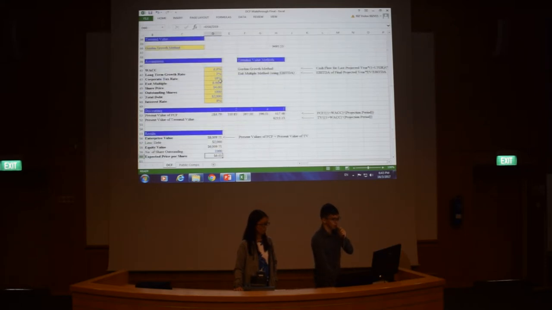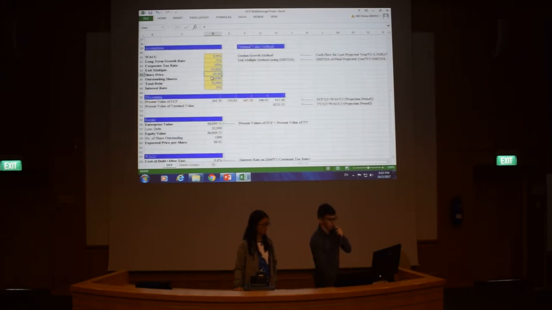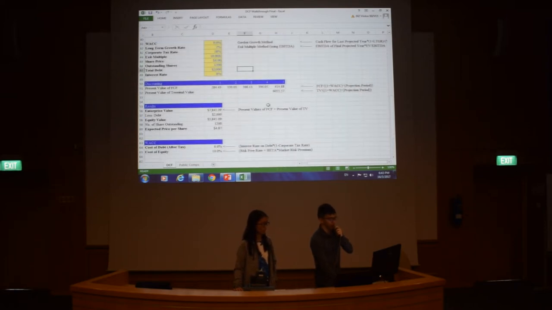If you edit any of the values here, you will get different results. For example, if I were to edit the exit multiple, I'll get different results, or if I were to edit the number of shares, you get different results. So your assumptions are quite important in determining the final expected price per share.